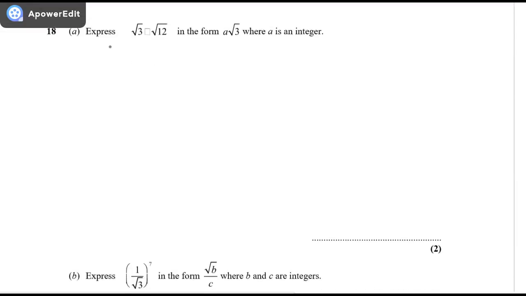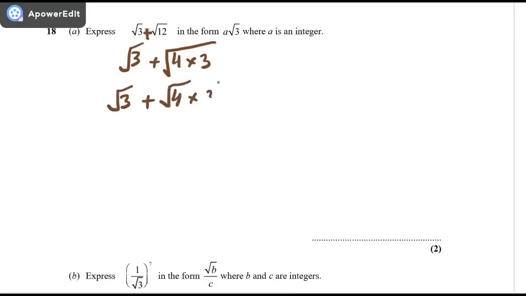So my question number 18. In this question, we need to write 3 root 3 plus root 12 in the form of a root 3. So this is like simplifying surds. So 3 root 3 plus root 12, I can write 12 as 4 times 3. When there's a surd with two numbers multiplied, we can write them separately. This is the rule. So this is going to be 3 root 3 plus root 4 root 3, which is 2 root 3.